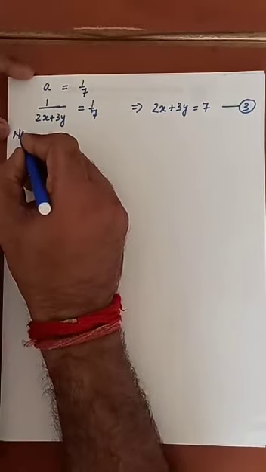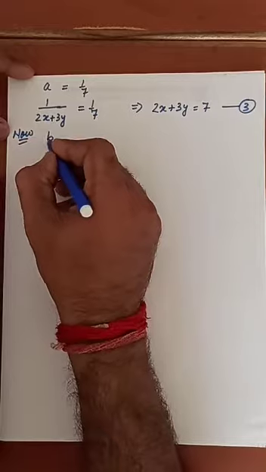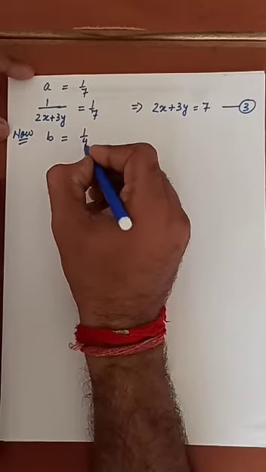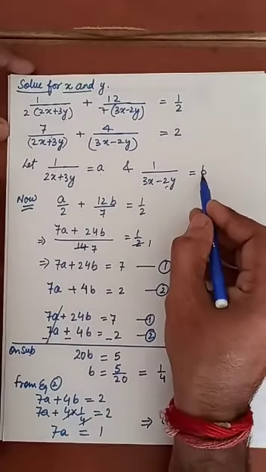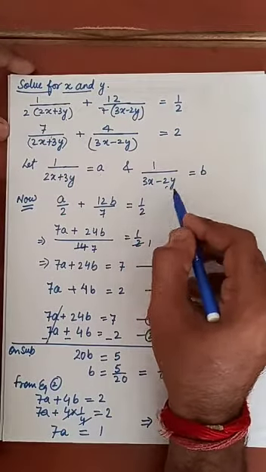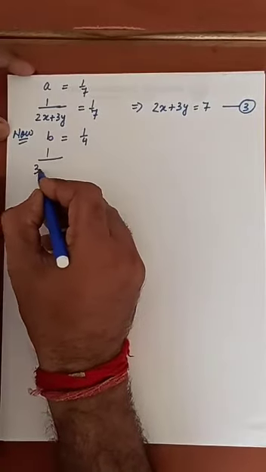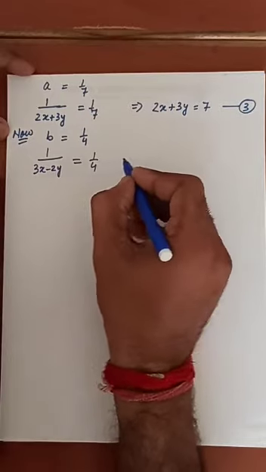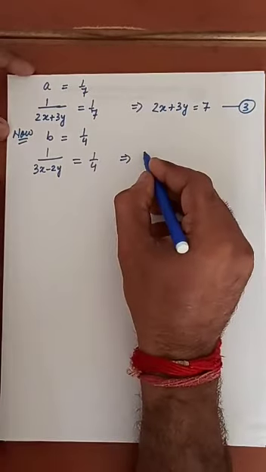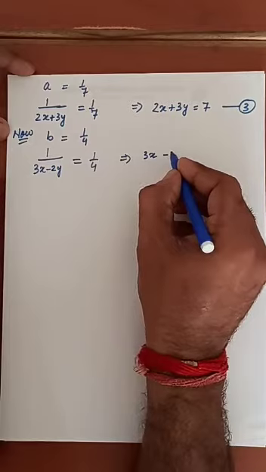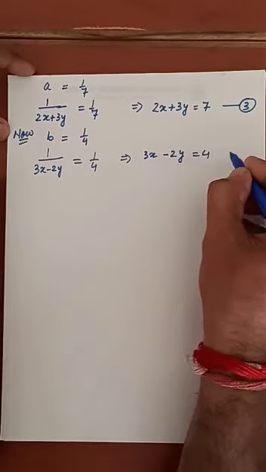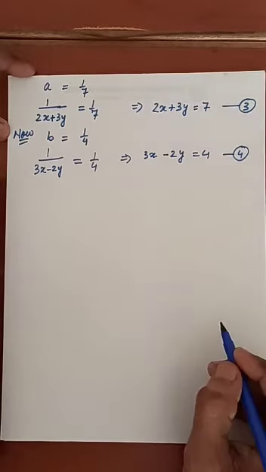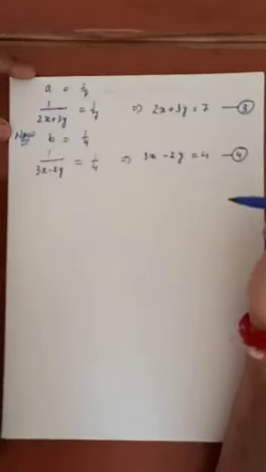Similarly, you can use the value of b, that b is equals to 1 upon 4. According to the question, b was considered as 1 upon 3x minus 2y. So 1 upon 3x minus 2y, that is equals to 1 upon 4. Cross multiply, so it will be 3x minus 2y, that is equals to 4, and it is your equation number 4. Now you can solve these two equations.